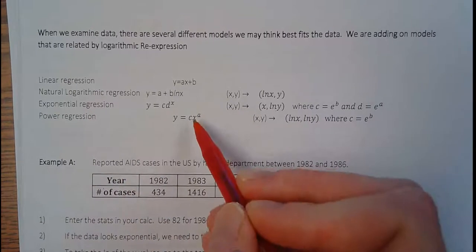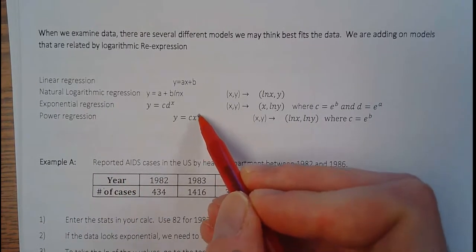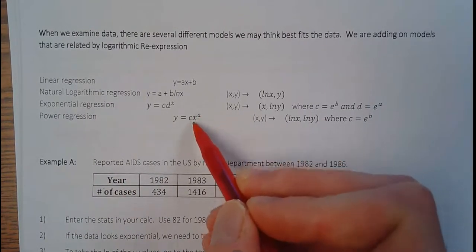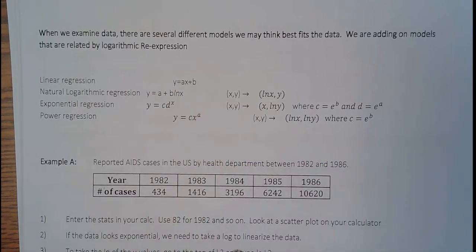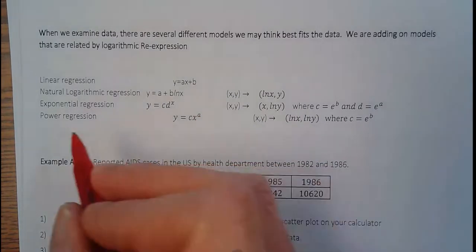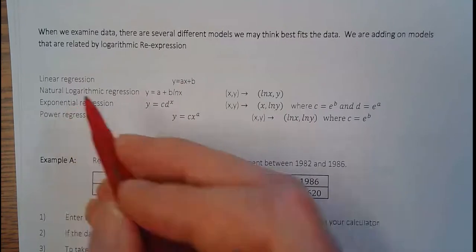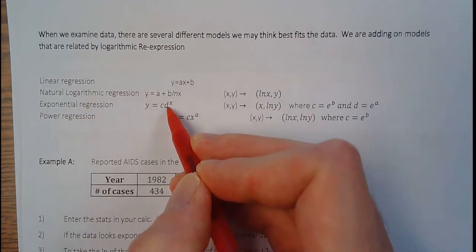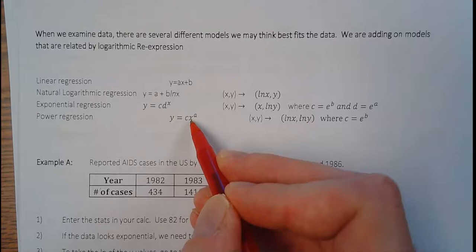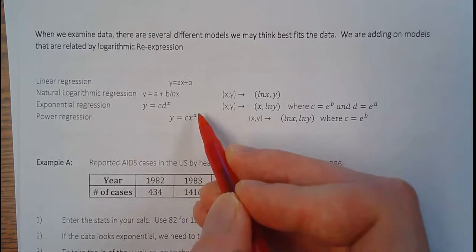So you start plugging in numbers, like 2 squared, 3 squared, 4 squared, 5 squared. The exponent stays the same, but the base changes. That's a power regression. It's different from exponential. With exponential, the base stays the same and the power changes. Here, the base changes and the power stays the same.